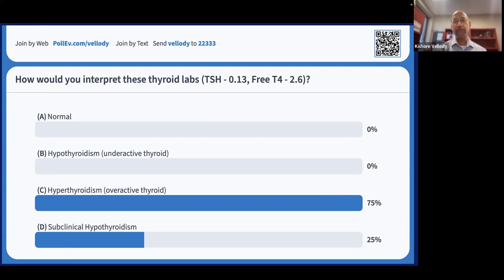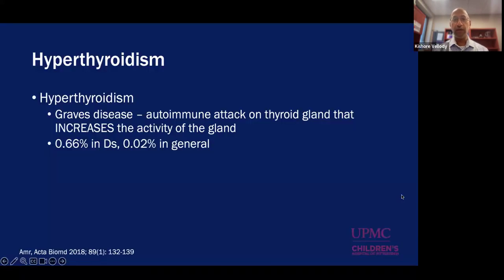And 75% of you are saying that this is an overactive thyroid, and you would be correct. This is the opposite of what we just saw. This is an overactive thyroid. And so that is called hyperthyroidism. And most of the time in people with hyperthyroidism, it's again another type of autoimmune attack on the thyroid gland, but this time those antibodies actually overactivate the thyroid gland. It's a different type of antibody that rather than kill the thyroid gland, it promotes the thyroid gland to make more thyroid hormone. And this is still very rare compared to hypothyroidism.